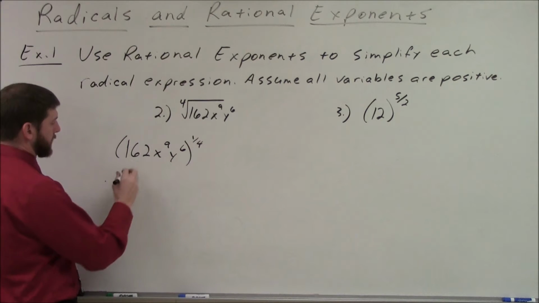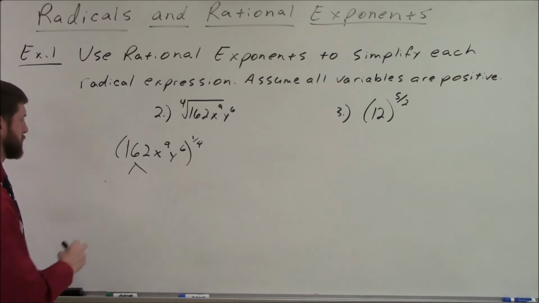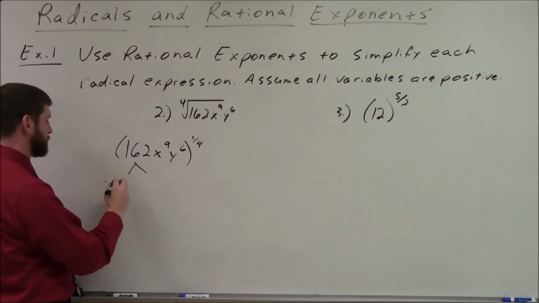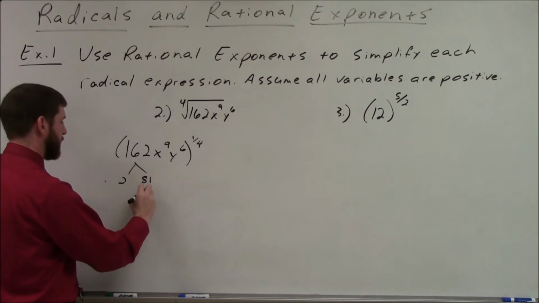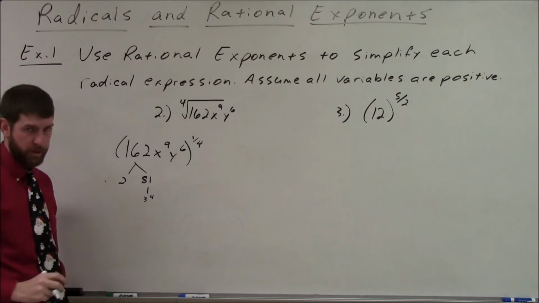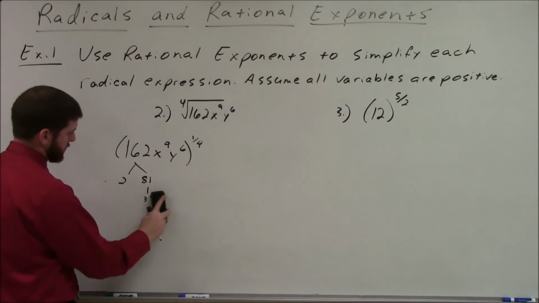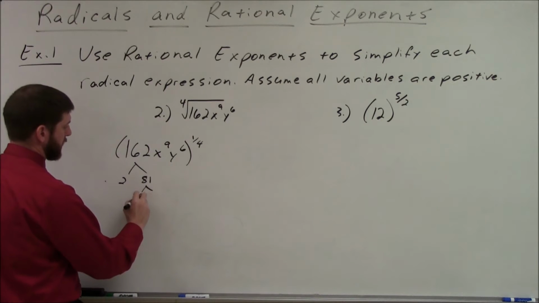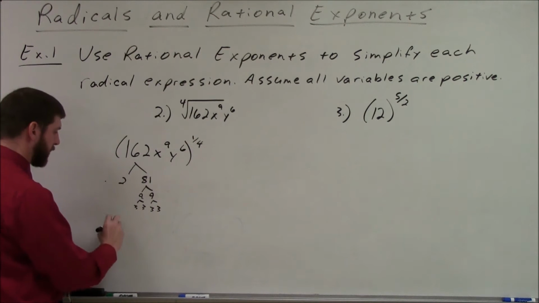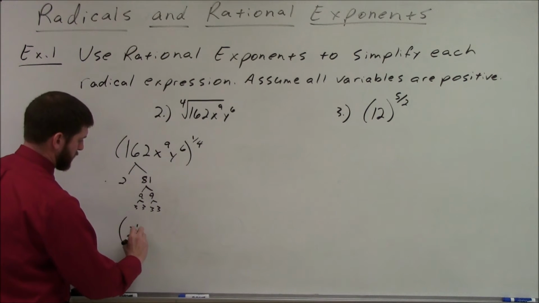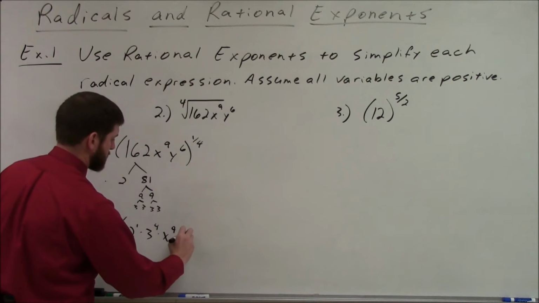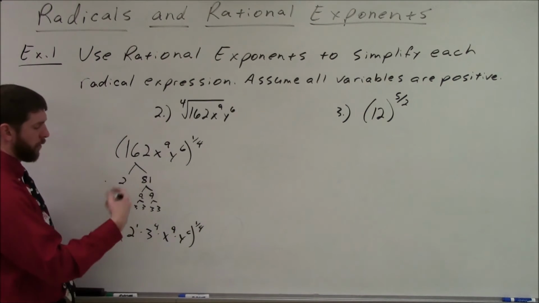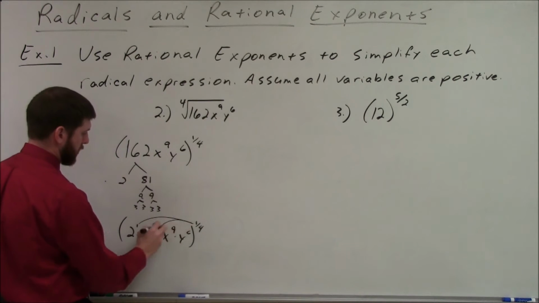I'm going to go through, I'm going to factor 162. So 162, well, that's 2 and 81. And then 81 we should recognize as 3 to the 4th power. If you don't recognize it as 3 to the 4th power, you can make it 9 and 9, which is 3 and 3 and 3 and 3. So 3 to the 4th power. So we have 2 to the 1st, 3 to the 4th, x to the 9th, y to the 6th, to the 1/4 power. Now your exponent rules take over.